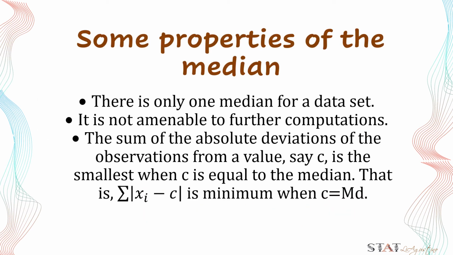Now let's talk about the properties of the median. There is only one median for a data set. It is not amenable to further computations. The sum of the absolute deviations of the observations from a value, say c, is the smallest when c is equal to the median. That is, the summation of the absolute value of xi minus c is minimum when c is the median. It's somewhat confusing, but you will understand it as you go through some examples.